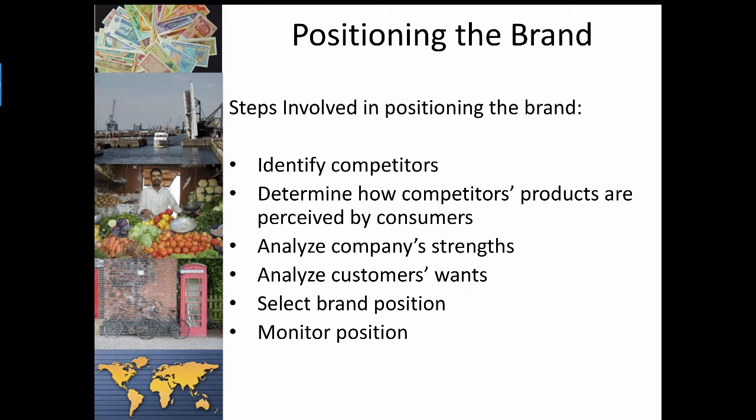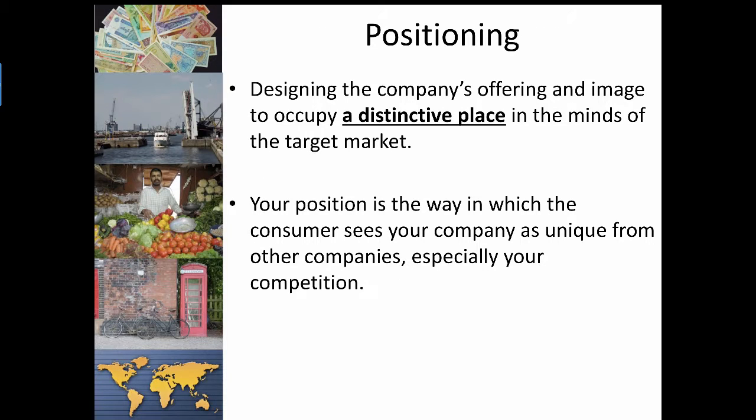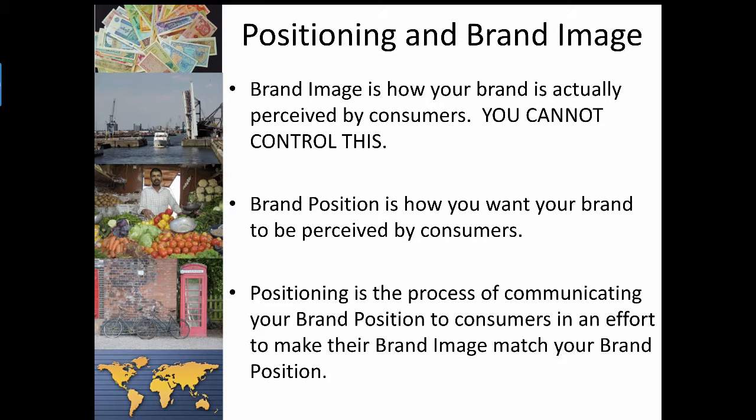Once we've selected the position we want to achieve for our brand, then we have to implement our strategy and monitor that position. So positioning is designing the company's offering and image to occupy a distinctive place in the minds of the target market, and that's relative to competing products. Your position is the way that consumers see your company as unique from other companies, especially your competition. Brand image is how your brand is actually perceived by consumers. You cannot directly control this. You indirectly control it by the steps you take to position your product.